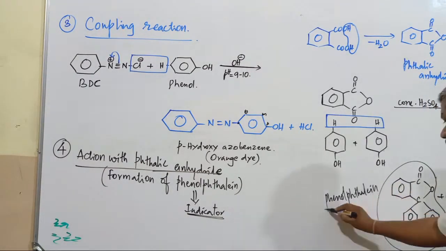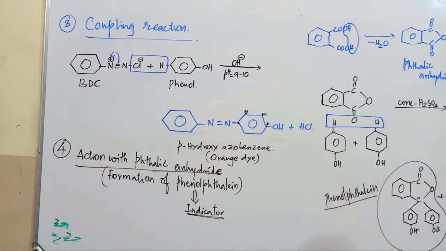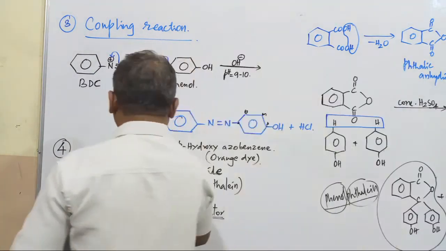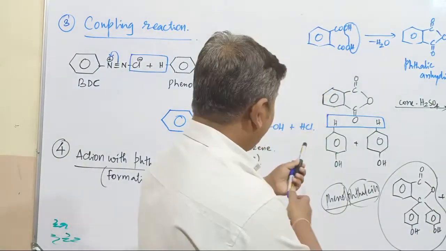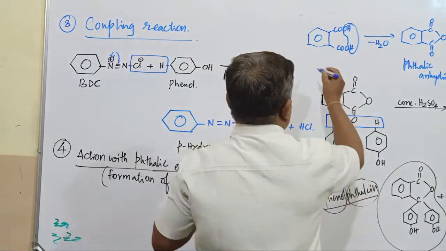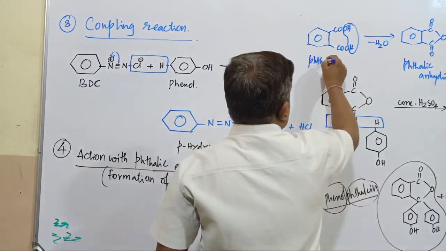It is known as phenolphthalein. The first part, phenol, is because of the presence of phenol. Phthalein is because of the phthalic anhydride compound. Phthalic anhydride is a compound obtained from dehydration of which compound? It is known as phthalic acid. This compound is called phthalic acid.